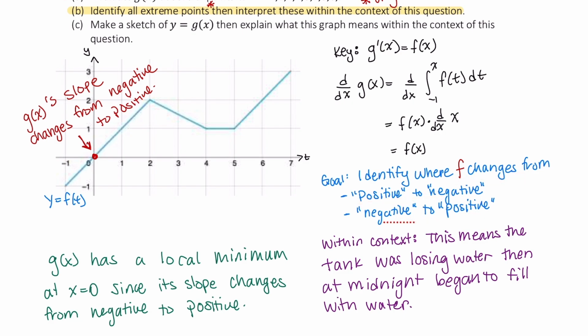So we're identifying where f changes from positive to negative or negative to positive. In our case, we only have a negative to positive. So that means we only have a local minimum. We don't have a local max. This would give away the fact that we had a local max and we don't have any. Within context, it means that the tank was losing water, and then at x equals 0, which is midnight, it began to fill back up with water.